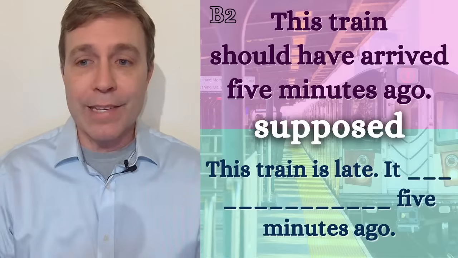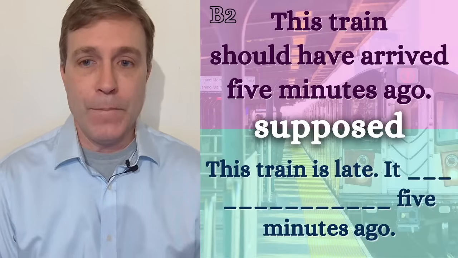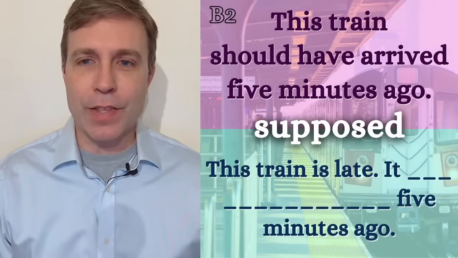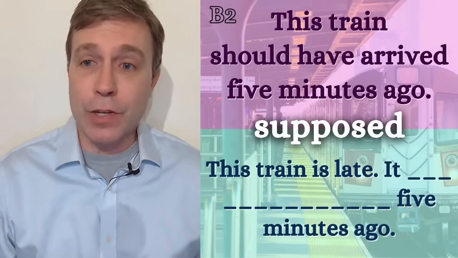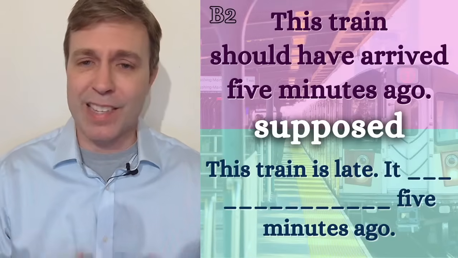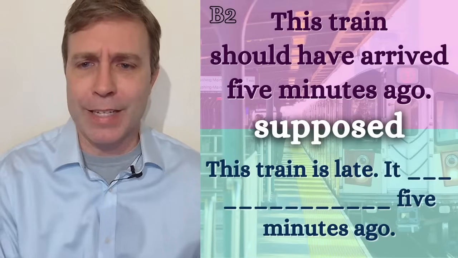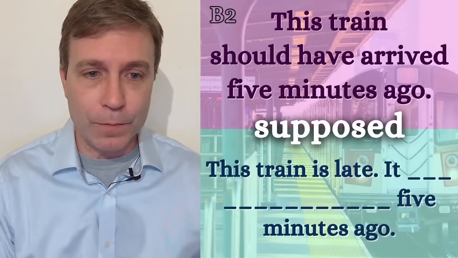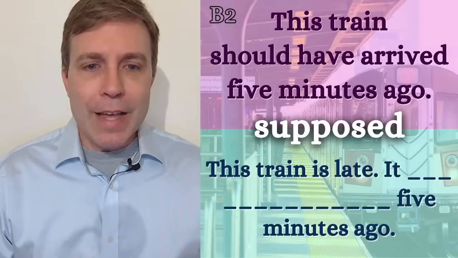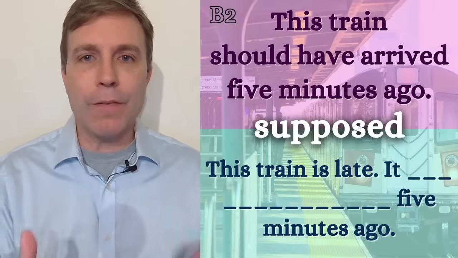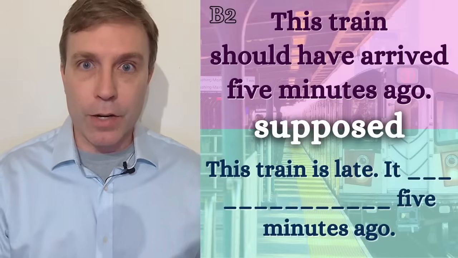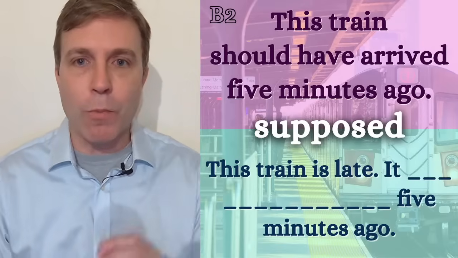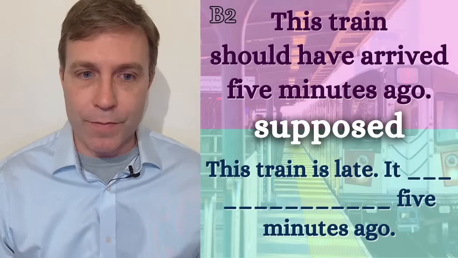So this train is late. 5 minutes ago. Okay, I want you to change it. So the first sentence, this train should have arrived 5 minutes ago. This is like our caterpillar. Let's change it into the butterfly down here. This train is late. 5 minutes ago. There are different ways to do this. So I'm going to give you one response. There may be other ways that are also correct. So I don't want you to think that there is only one answer for all of these. It really depends on the sentence.